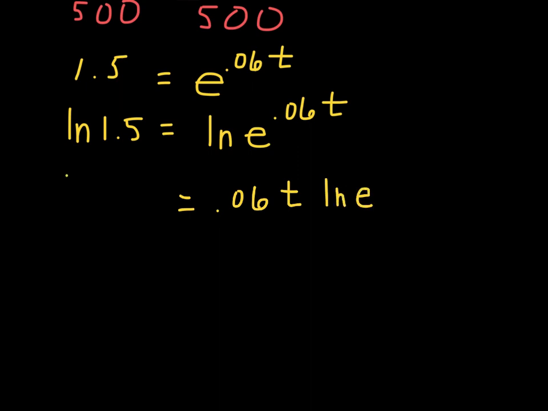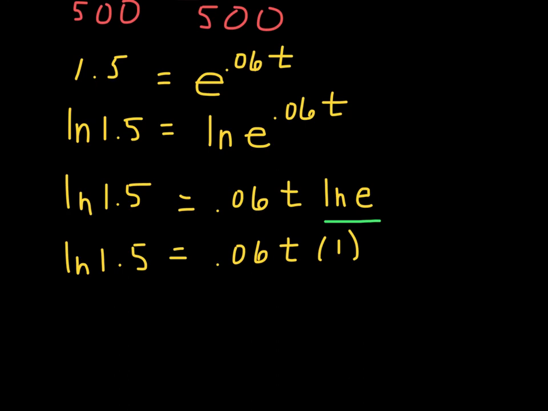Okay? Now, we talked earlier in an earlier problem of this section that this here, the natural log of e, just means what do you raise e to in order to get e? To what exponent do you raise e to get e? Do you remember what we said earlier? 1, that's right. So the natural log of 1.5 is equal to 0.06 times t times 1. 1 is the exponent to which you would have to raise e to get e, all right? So we have the natural log of 1.5 is equal to 0.06 times t.